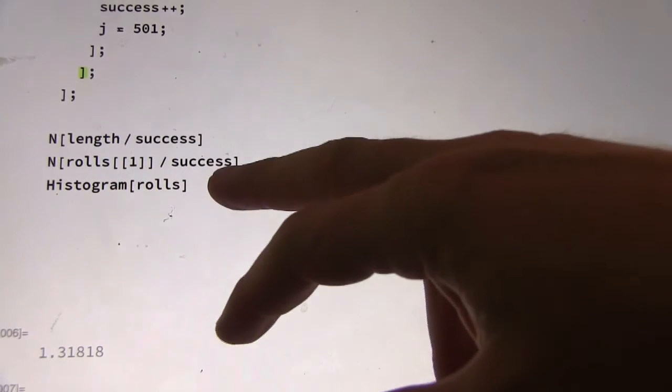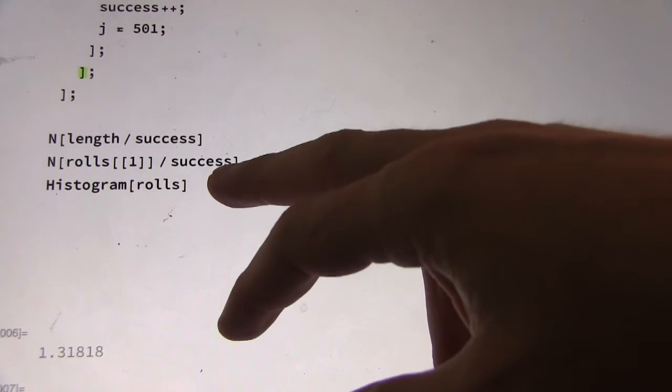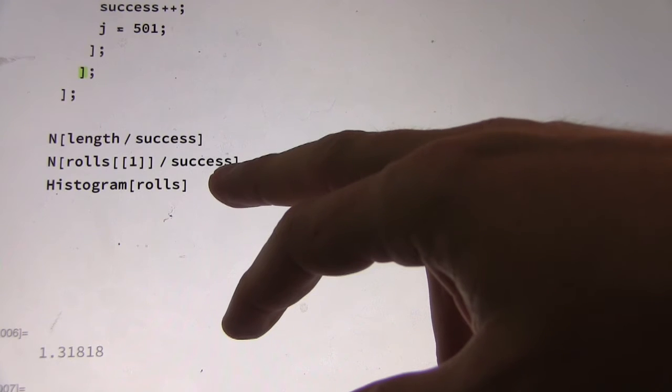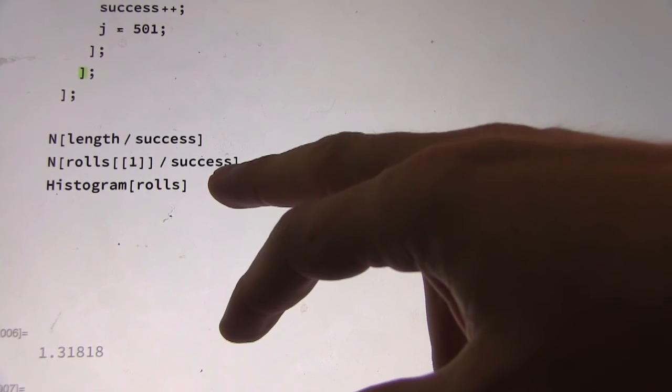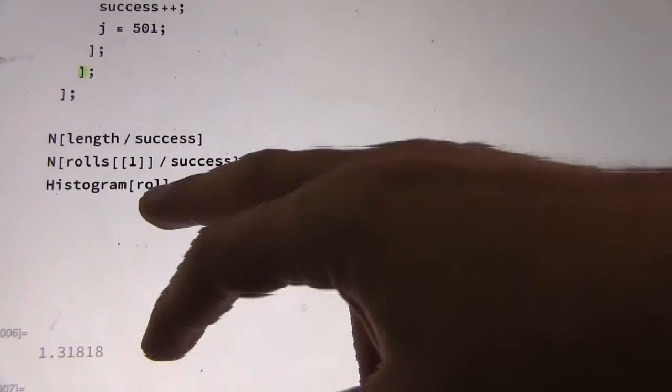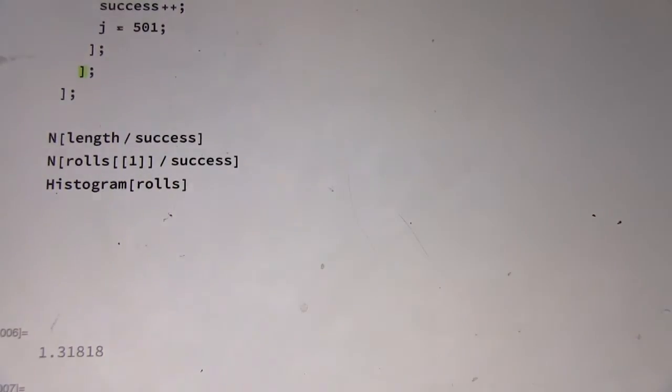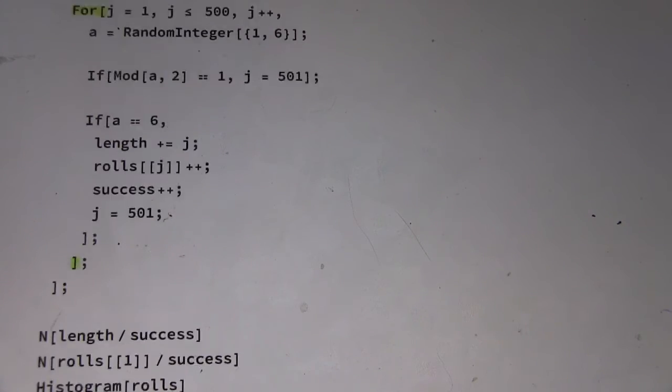Rolls 1 divided by success. What should that tell us? So that's the number of trials where we got it on the first roll. That's the number of successful trials where we got the 6 on the first roll. And then histogram of rolls. What's that going to show us? It just makes a table or a graph of all of our rolls.